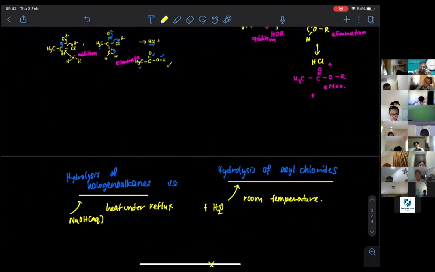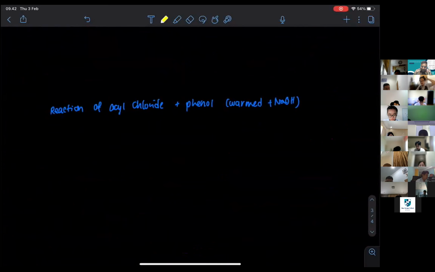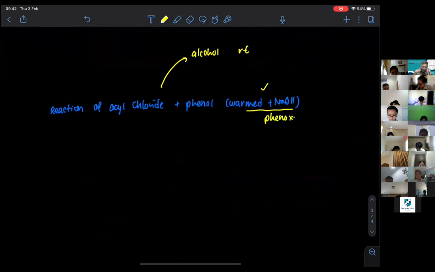Now, phenol is slightly different because you need to warm it with sodium hydroxide, in comparison to alcohol. When alcohol reacts with acyl chloride, you just need room temperature. No need to heat them up. But for phenol, you need to warm and give aqueous sodium hydroxide because you need to form the phenoxide ion first. So you cannot just simply use it like that.